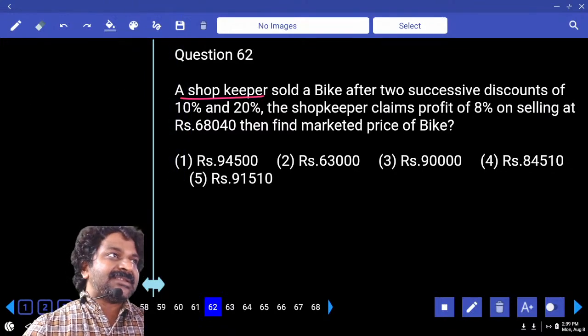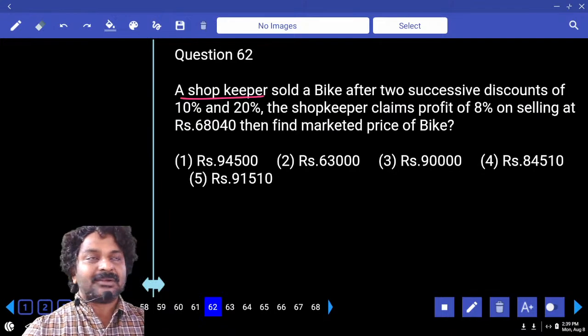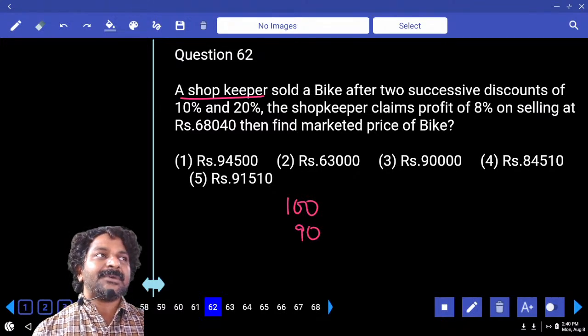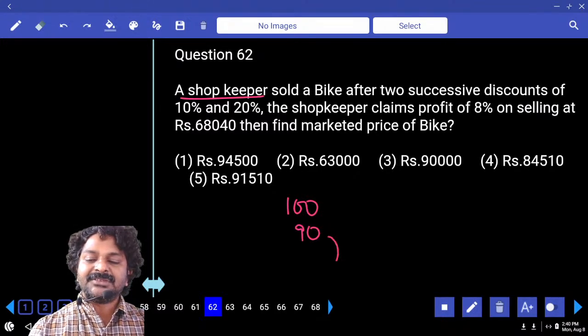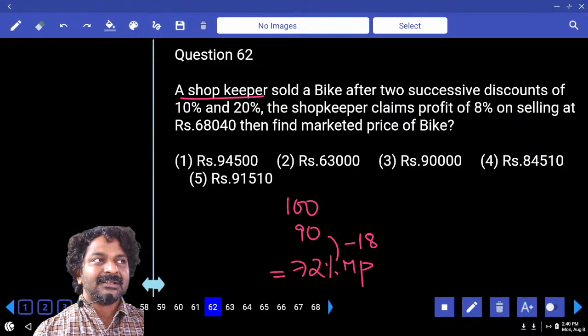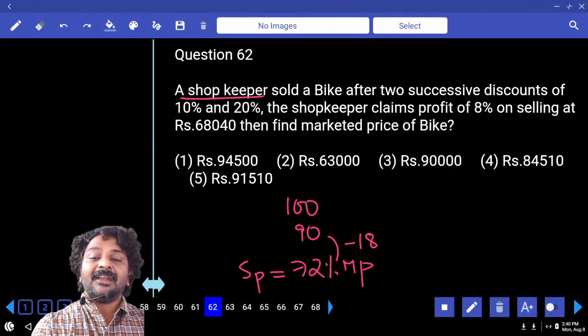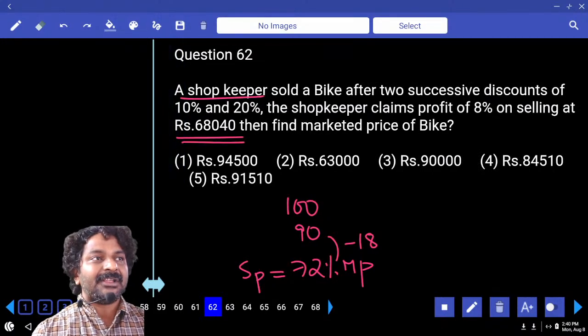Now, let's say the market price is 100%. And how many discounts is he giving? The first discount is 10%, then the value becomes 90. Again a 20% discount is offered. That means we have to subtract 18, then the value becomes 72% of the market price, correct? That can be called the selling price also, which is equal to 68,040 only.